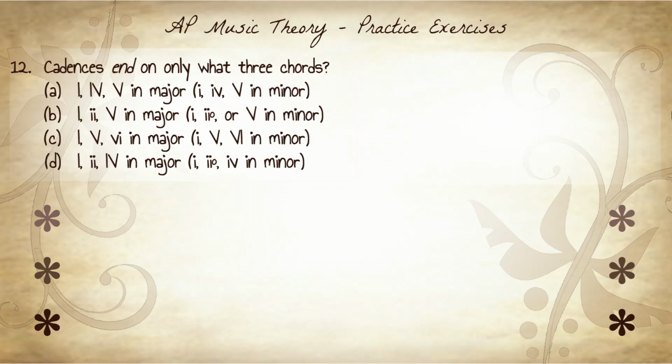Question 12. Cadences end on only what three chords, at least in common practice style? Is it A. the tonic, subdominant, and dominant in major, and the relatives in minor? Is it B. the tonic, supertonic, and dominant in major? Is it C. the tonic, dominant, and submediant in major? Or is it D. the tonic, supertonic, and submediant in major?